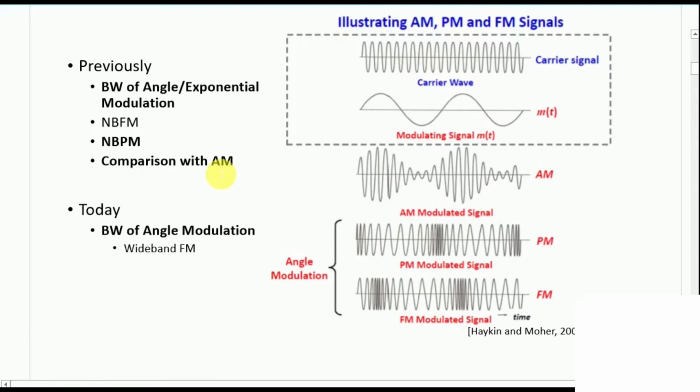In today's discussion, we will deliberate on more generic aspects by relaxing the assumptions that we have previously made, and we would then discuss the bandwidth of angle modulation. There are actually no closed form expressions which are generic. So we would be finding ways in which we can find the bandwidth of an FM modulated signal.